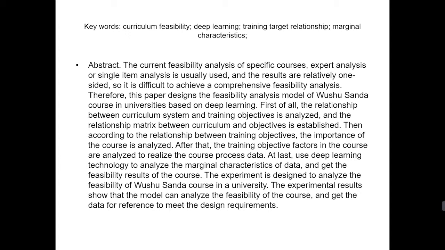Then, according to the relationship between training objectives, the importance of the course is analyzed. After that, the training objective factors in the course are analyzed to realize the course process data. At last, use deep learning technology to analyze the marginal characteristics of data and get the feasibility results of the course. The experiment is designed to analyze the feasibility of Wushu Sanda course in a university. The experimental results show that the model can analyze the feasibility of the course and get the data for reference to meet the design requirements.